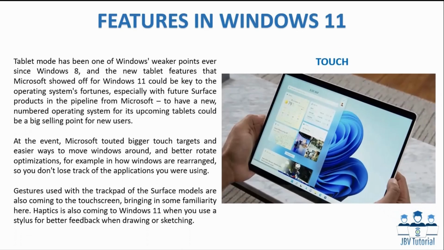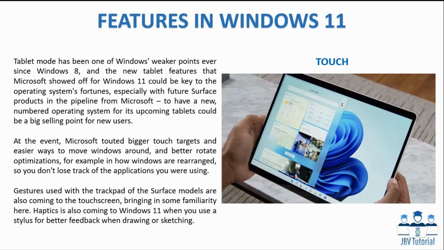4. Touch. Tablet mode has been one of Windows' weaker points ever since Windows 8, and the new tablet features that Microsoft showed off for Windows 11 could be key to the operating system's fortunes, especially with future Surface products in the pipeline from Microsoft. To have a new, numbered operating system for its upcoming tablets could be a big selling point for new users.